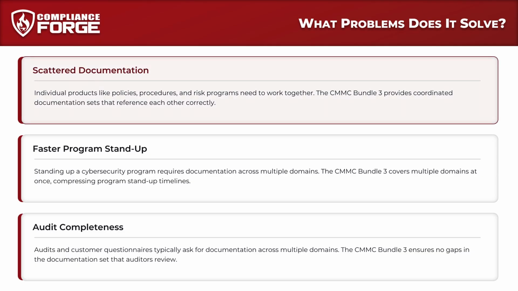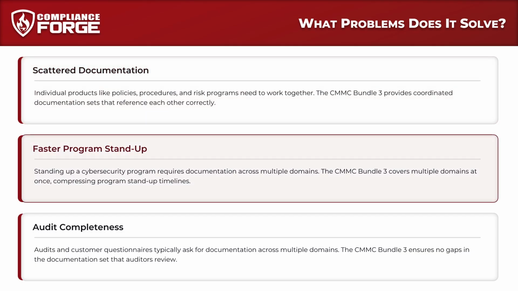The first problem is scattered documentation. Individual products like policies, procedures, and risk programs need to work together. The bundle provides coordinated documentation sets that reference each other correctly. The second is the need for a faster program stand-up. Standing up a cybersecurity program requires documentation across multiple domains. The bundle covers multiple domains at once, compressing those timelines.